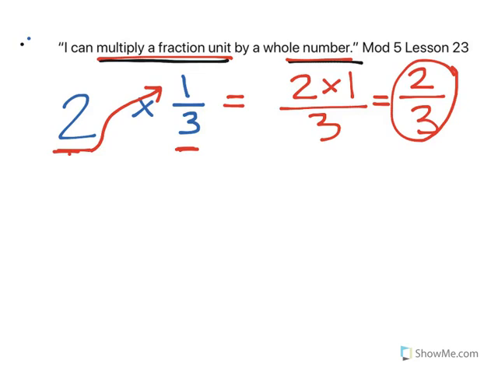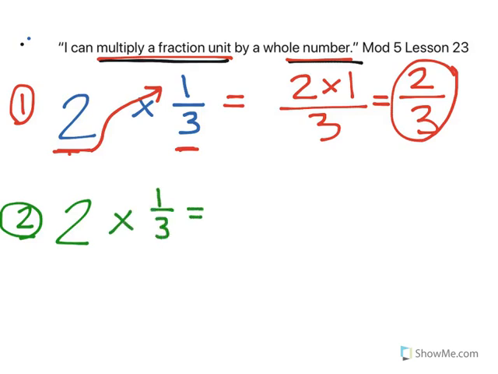I'm going to show you one other way. So here's the first example. I'm going to show you a second example using the same numbers. Okay, 2 times 1/3. We can also think about this equation in terms of repeated addition. So what does that mean? We can use addition to help us solve multiplication because we know multiplication is just a faster way of adding. So what this really means is 2 groups of 1/3.